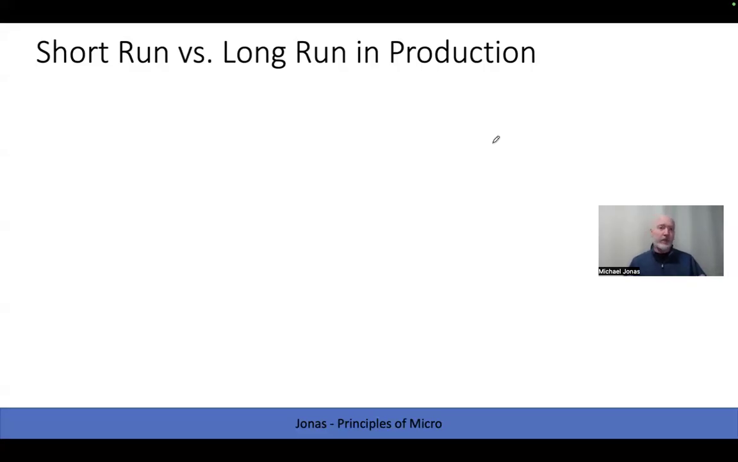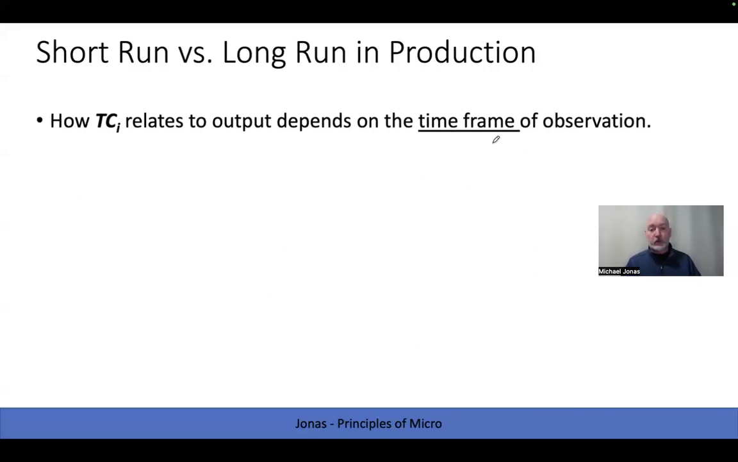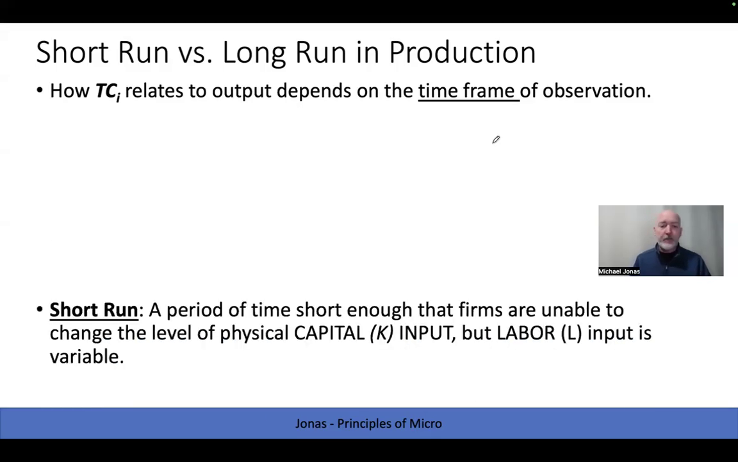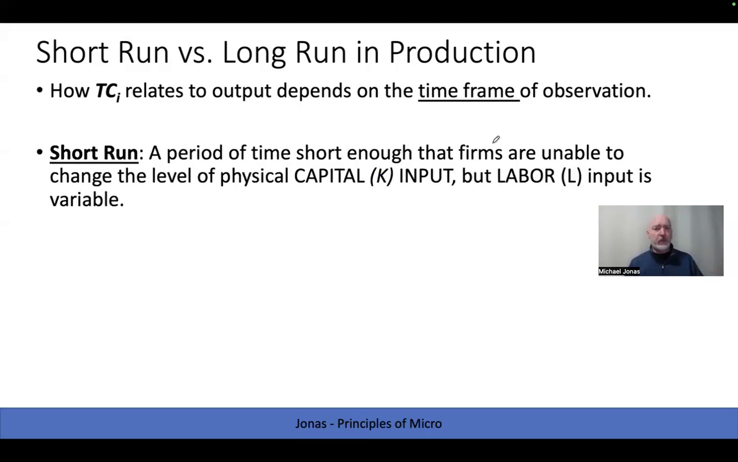So this next way to disentangle different types of costs, rather than implicit versus explicit, is long run versus short run, and how the relationship between cost and output changes depending on the time frame of observation. Right? So that's the first note that we're making here. So again, TC sub i is the total cost to produce a given level of output for one individual firm indexed i. So we have a very specific definition here of short run versus long run.